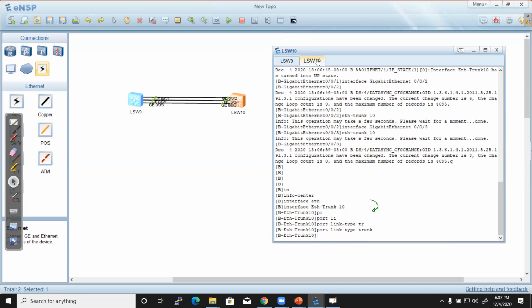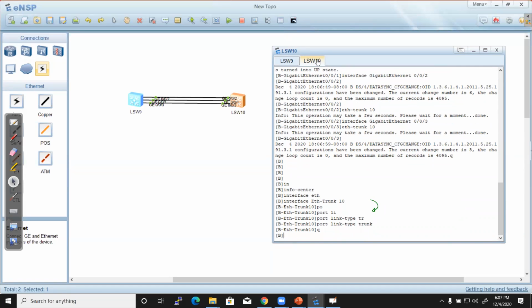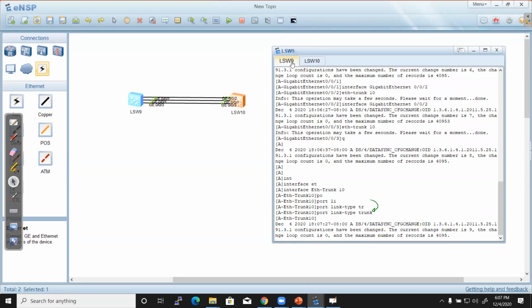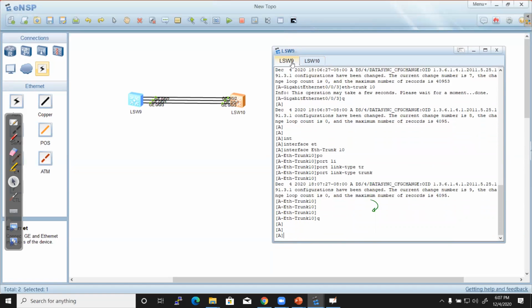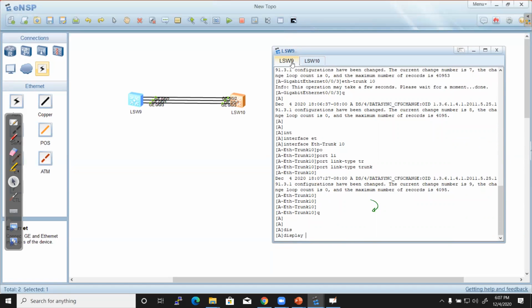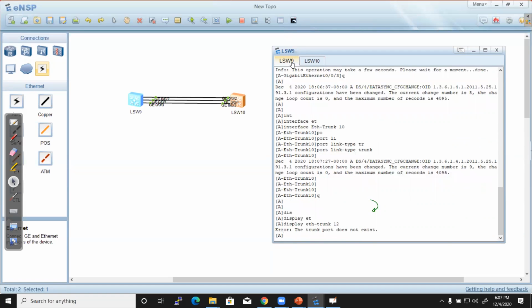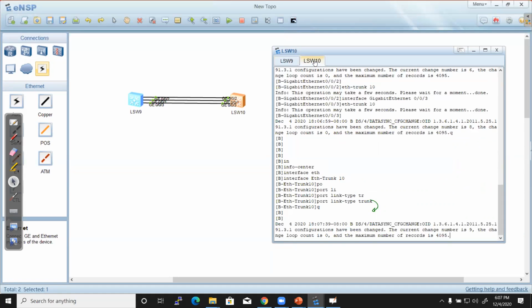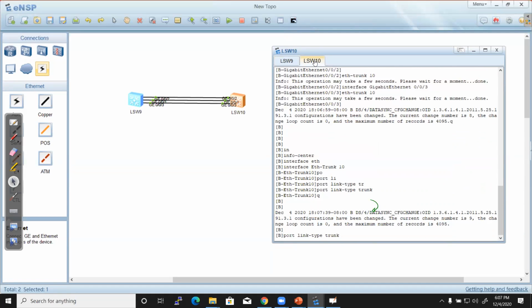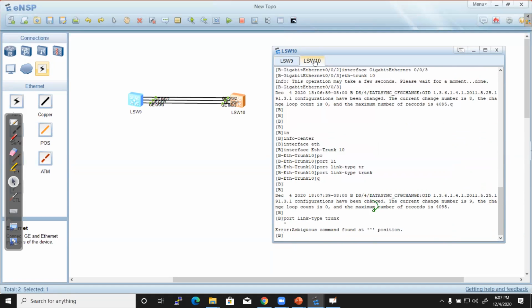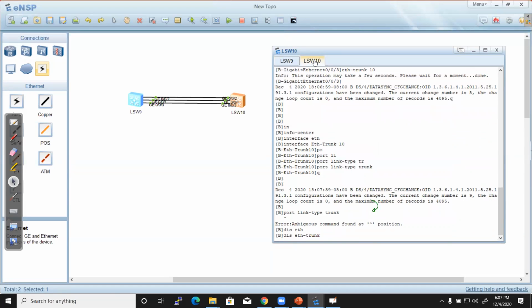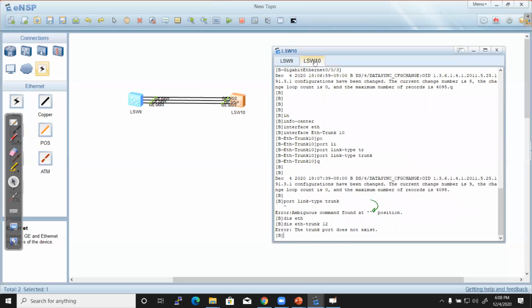So you need to configure this as a trunk port. So now you can verify by giving the same command, display each trunk 12. Each trunk does not exist. But this is the bad behavior of the switches. Display each trunk 12. No, the trunk port does not exist.